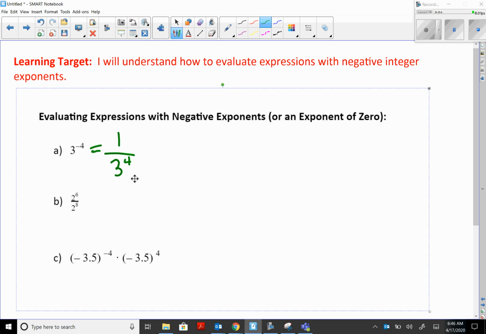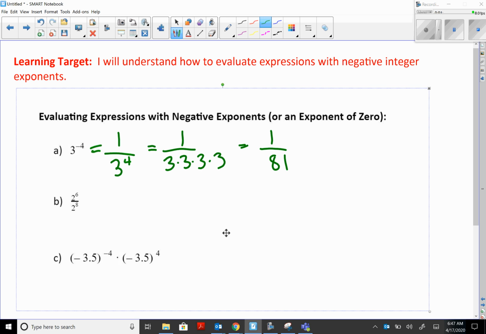Now I can go ahead and evaluate. When I say evaluate, I mean that we're going to actually solve it. So that means I'm going to multiply 3 times itself 4 times. 3 times 3 is 9. 9 times 3 is 27. And 27 times 3 is 81. So the final fraction would be 1 over 81.